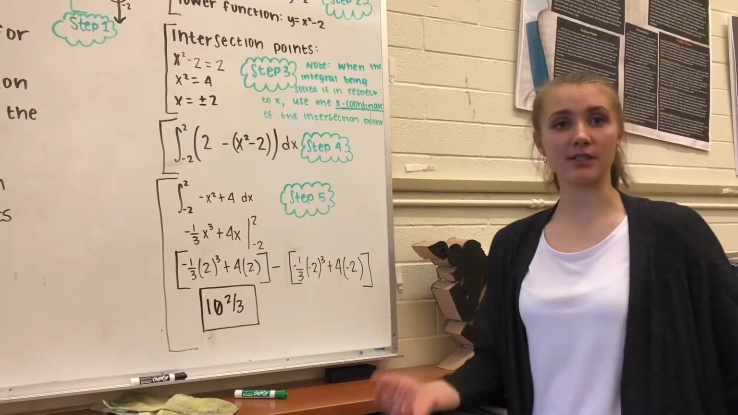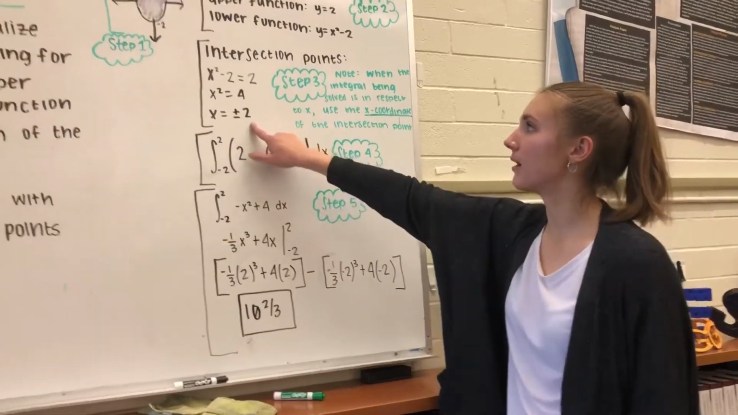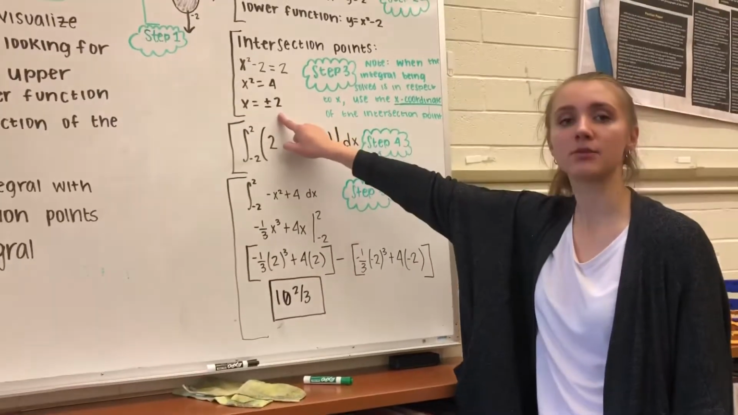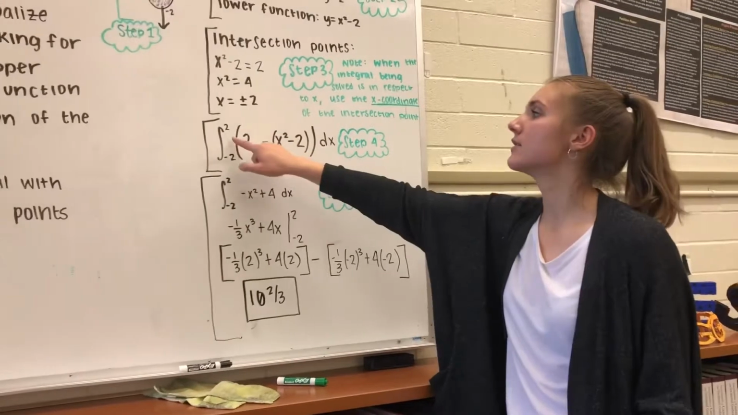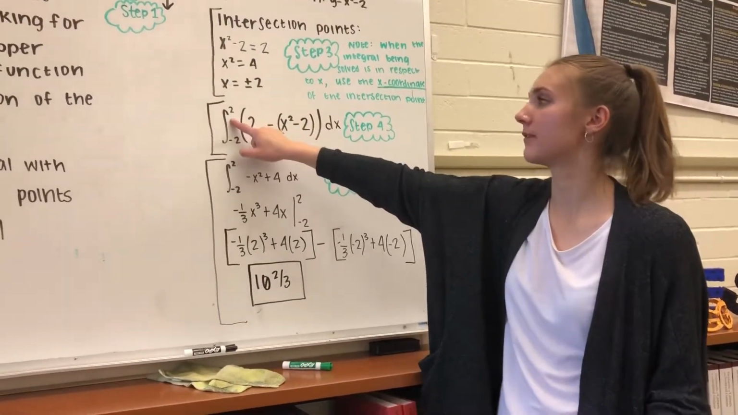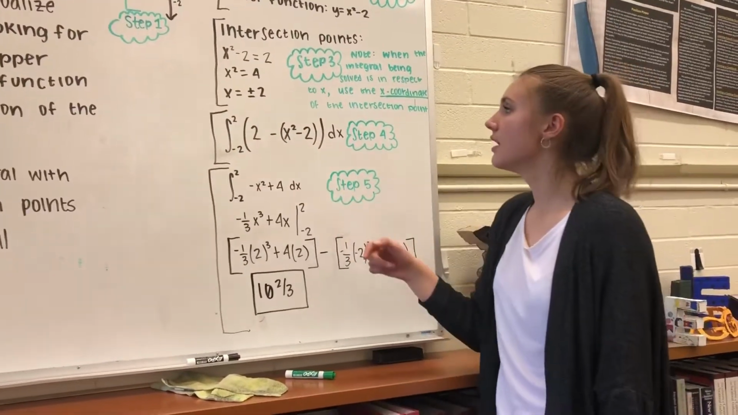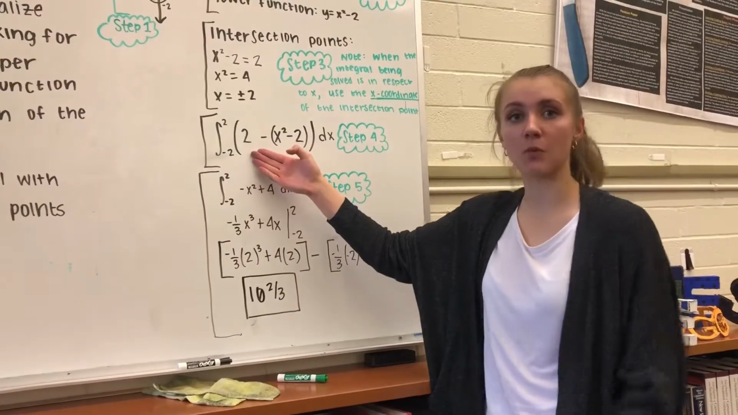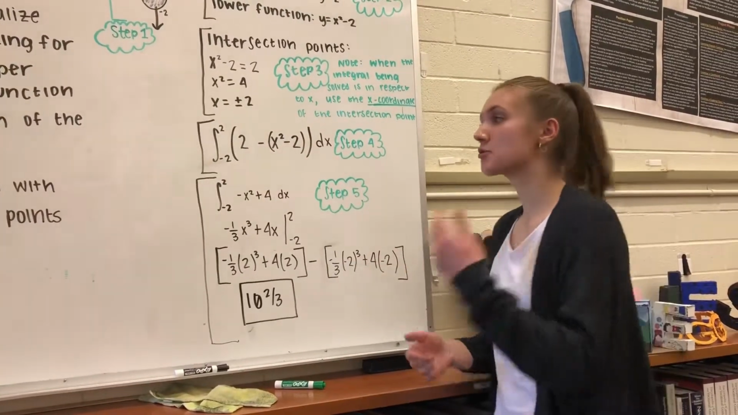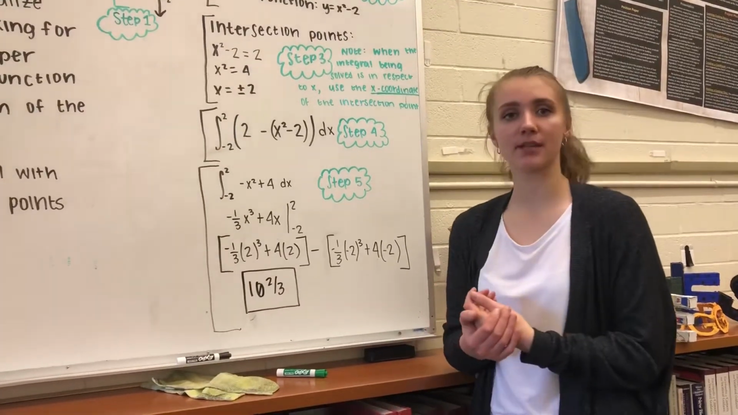Step 4, actually set up the integral. What do we need? We know that our bounds from the intersection points are x equals positive and negative 2, so we're finding the integral from negative 2 to 2. We next have our upper function, y equals 2, and we are subtracting from that the lower function, y equals x squared minus 2.